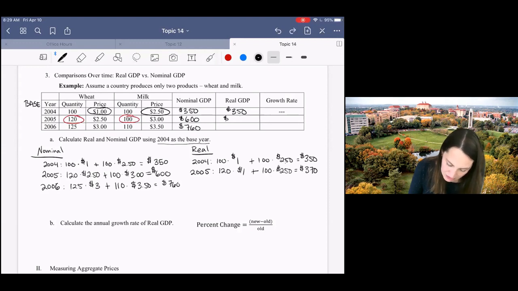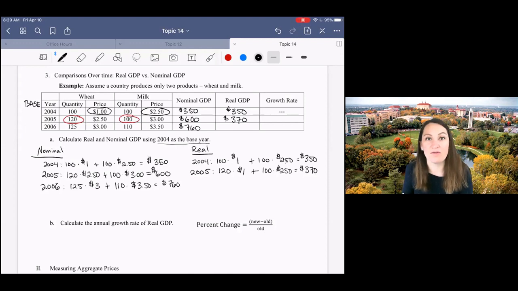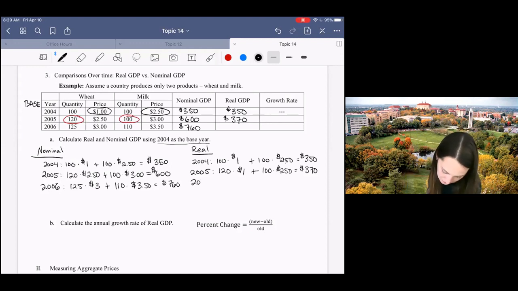in GDP from 2004 to 2005, a lot of that increase in nominal GDP was just due to the increase in prices. All right, and then for 2006, we'll do the same thing. We'll use the quantities from 2006 and the prices from 2004, from the base year. And we get 400.